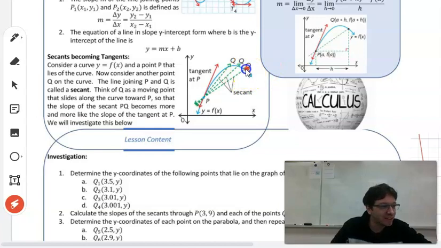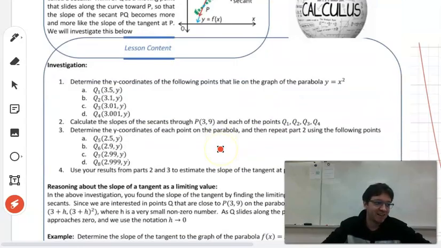So if we choose a point Q here, notice the slope of PQ is like so. But if I choose a Q closer to P, the slope gets closer to being the same as this tangent. And if I keep making Q closer and closer, we get closer and closer. So let's investigate that with some numbers.